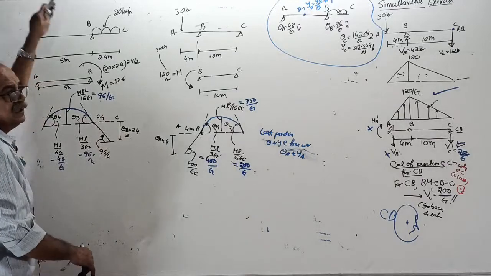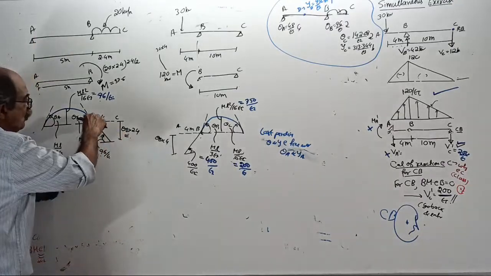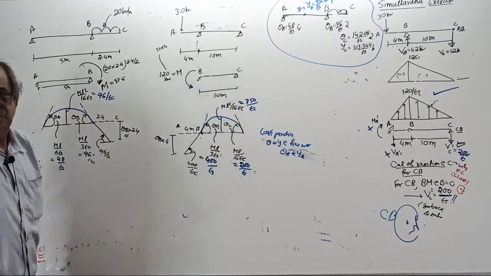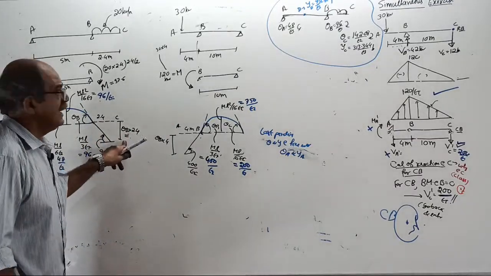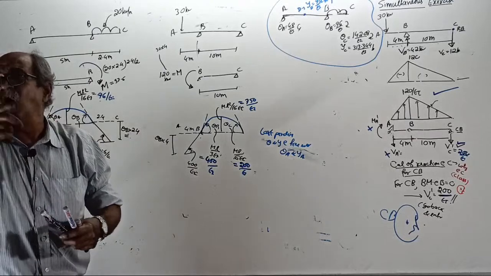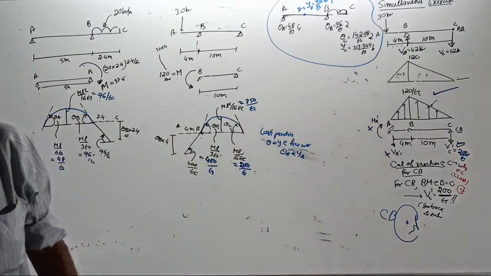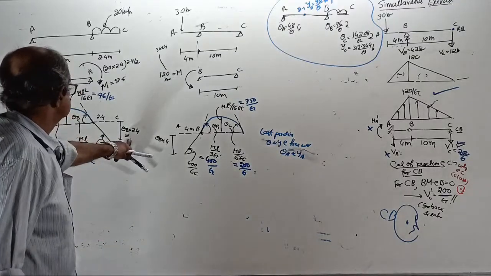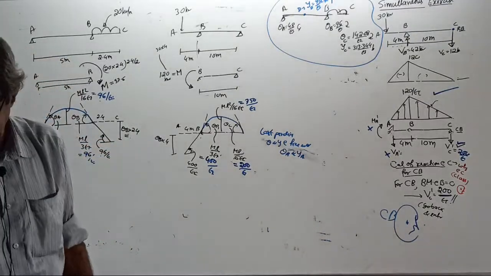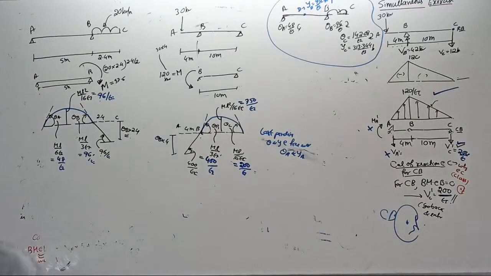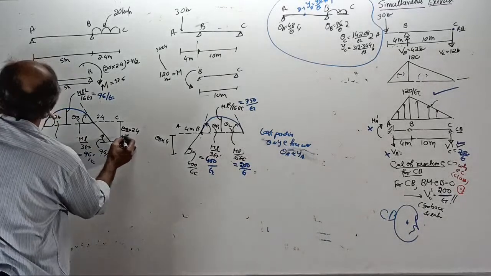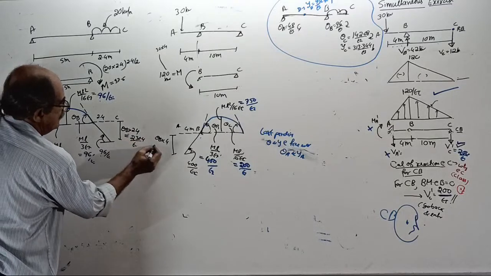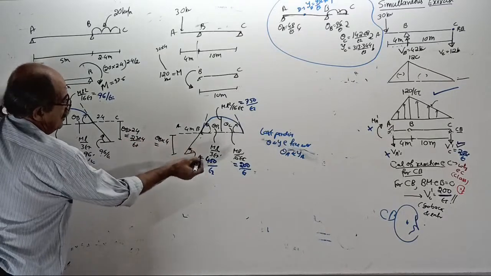Answer. Because why? You know it. If it goes this way, the deflection is the slope into distance. The deflection here is a straight line, slope into distance. First, this answer: 230.4 by EI. And this deflection, how much?